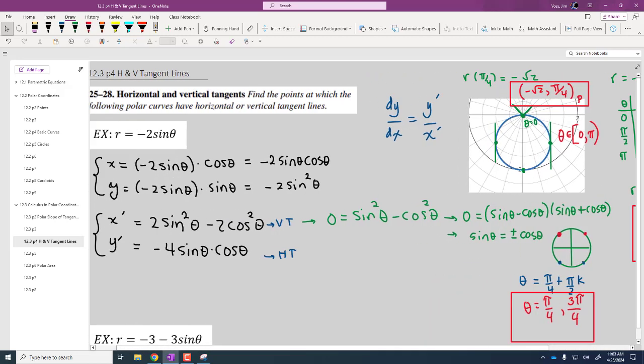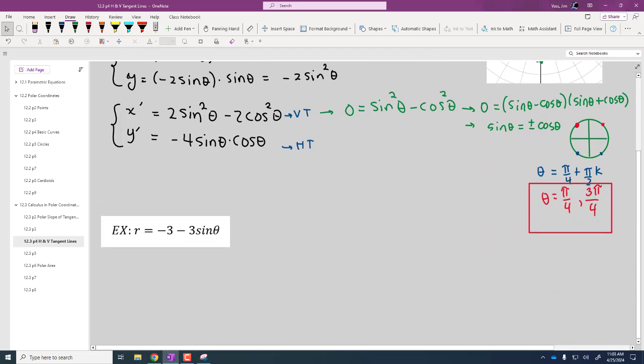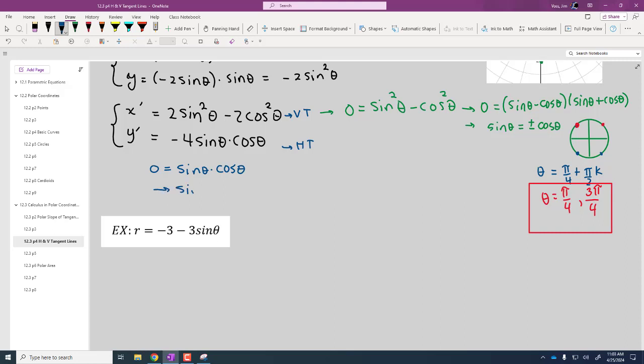Now let's look for the horizontal tangents. Horizontal tangents, we're going to set this equal to 0 here. We can divide out the -4. And that's pretty easy. The only way sine times cosine can be 0 is if one of them is 0. So this tells us that sine is 0 or cosine is 0.